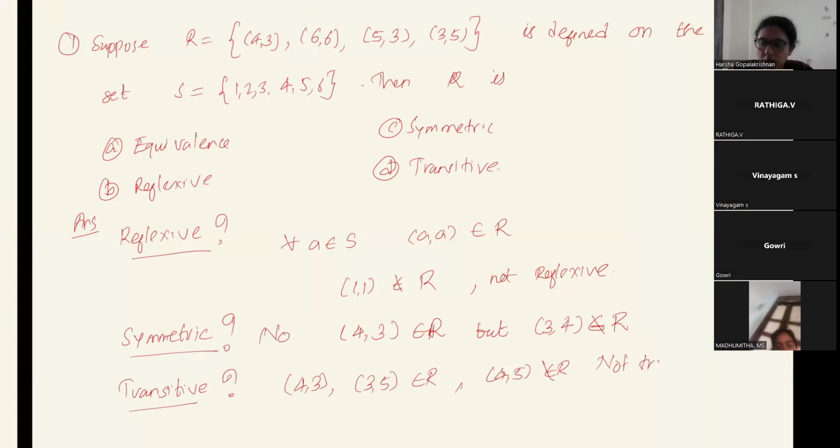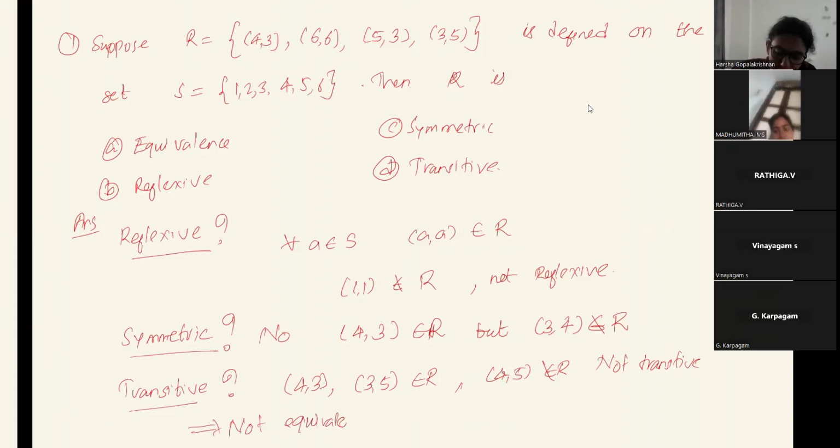So obviously this is not reflexive, symmetric and transitive. This implies it is not an equivalence relation. So actually, none of the options is true. Let me give one more option here: none of these. So the answer is E, none of these.